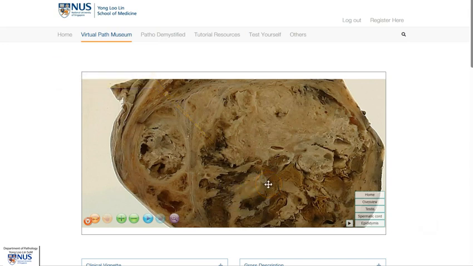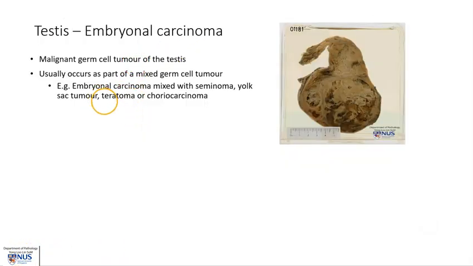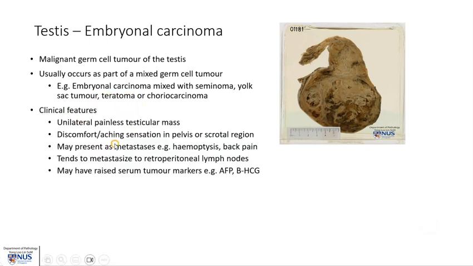Let's learn a bit more about embryonal carcinoma of the testis. Embryonal carcinoma is a malignant germ cell tumor of the testis. It is uncommonly pure and it usually occurs together with other germ cell tumors, for example, embryonal carcinoma mixed with seminoma or yolk sac tumor, teratoma, or choriocarcinoma.